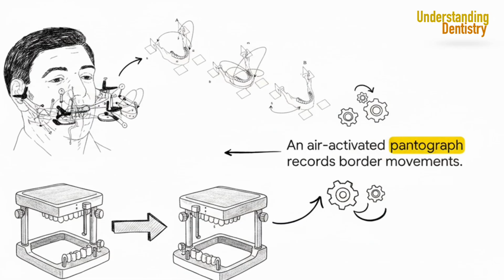Finally, going beyond just finding the axis, if you advance to complex full-mouth rehabilitation, you'll need to record the full border movements. Tools like an air-activated pantograph use clutches on the teeth and a series of recording tables to trace every single lateral and protrusive border movement. You then use these complex tracings to custom program a fully adjustable articulator so it perfectly matches the patient.